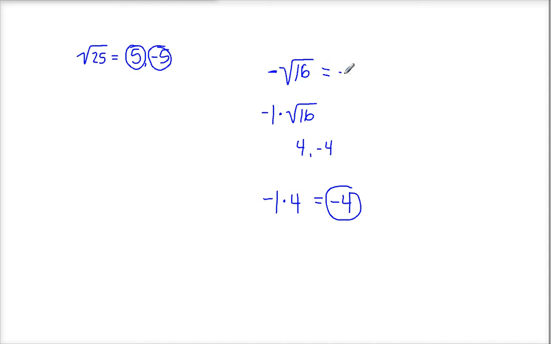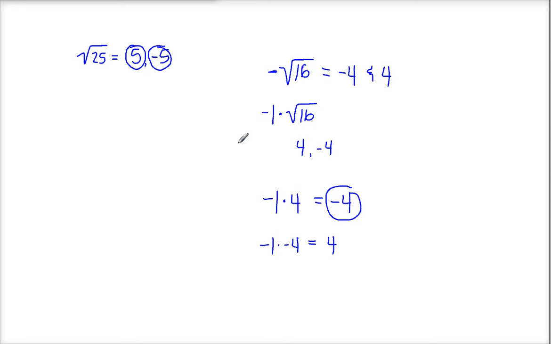Let's put it up here. And I have negative 1 times a negative 4. And that gives me a positive 4. So that's how I get a negative 4 and a positive 4 being my answer for this.